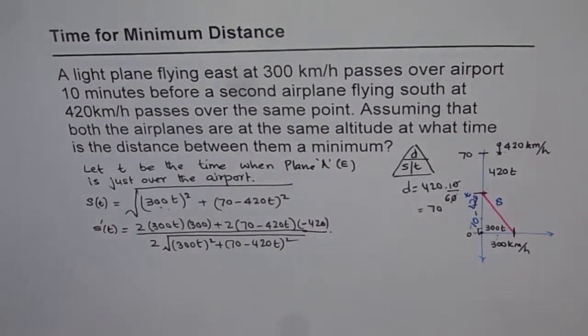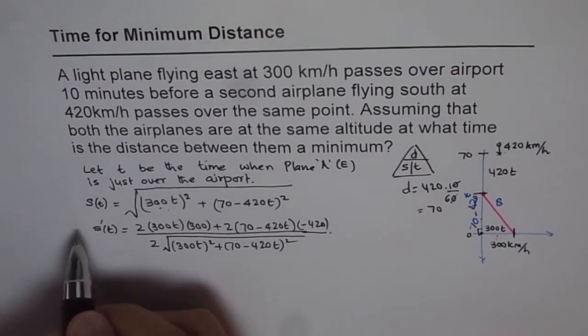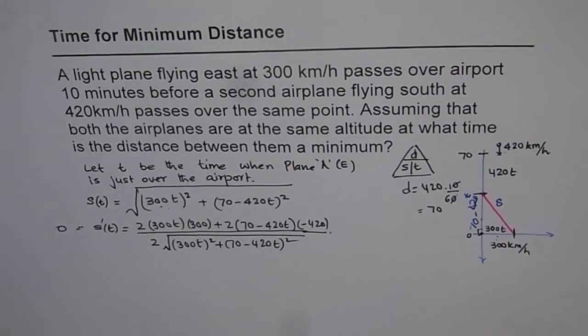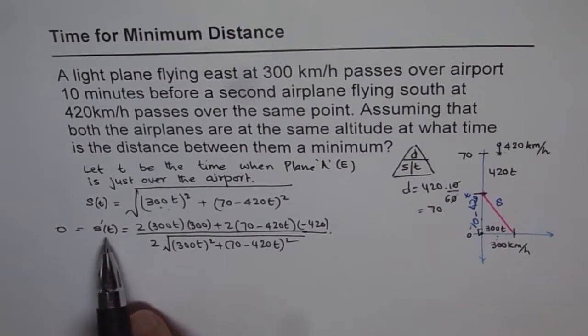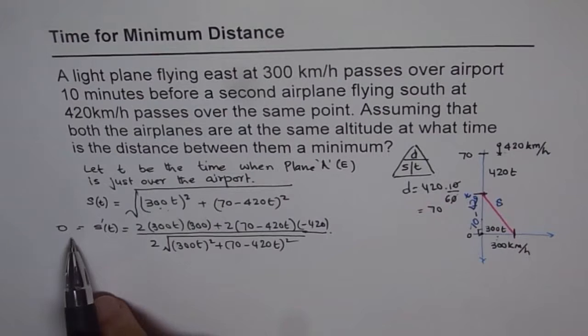So that becomes the derivative of our function. Now, since we are interested in finding the critical points, s'(t) should be 0, right? So that is the point where we expect a minimum or a maximum. Now to decide whether it is a minimum or maximum, we will see the rate of change of this distance, how it changes. Does it change from increasing to decreasing or from decreasing to increasing, right? That will decide whether it is a minimum or maximum at this critical point.